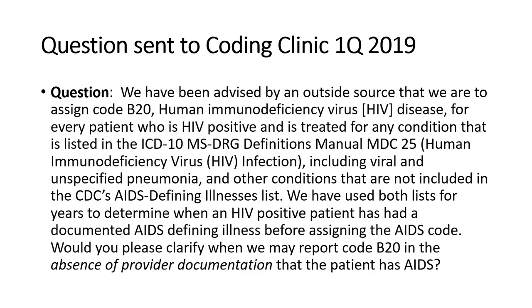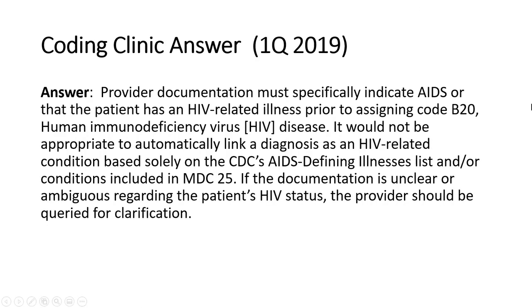They don't agree with it, so that's why they're going to Coding Clinic and asking the experts. They want to know, okay, we don't have any provider documentation the patient has AIDS. So when do you code B20 if you don't have that documentation? And the answer that was given to them is that provider documentation must specifically indicate AIDS, or that the patient has an HIV-related illness prior to assigning code B20.